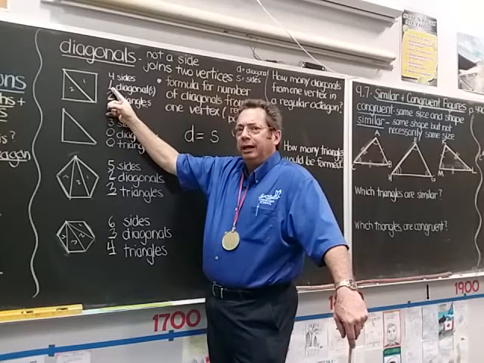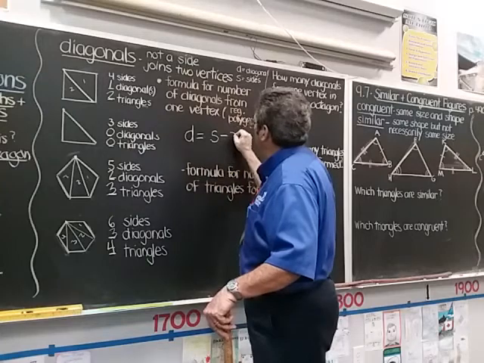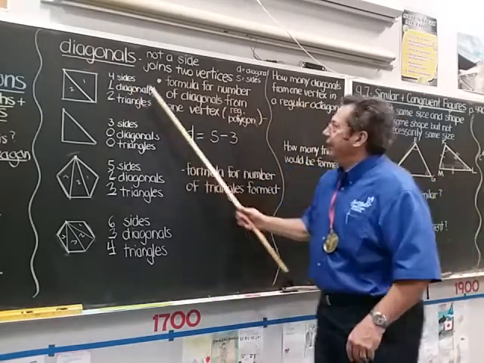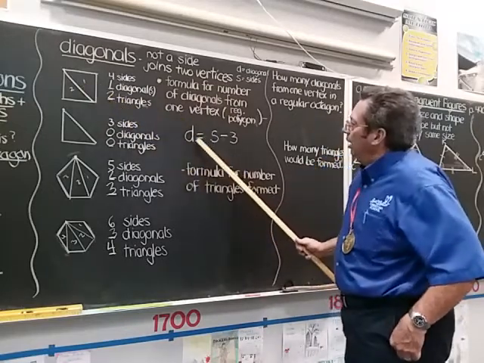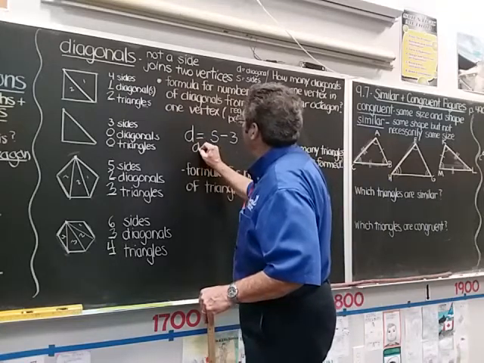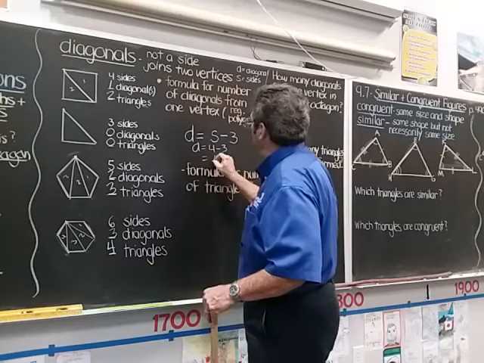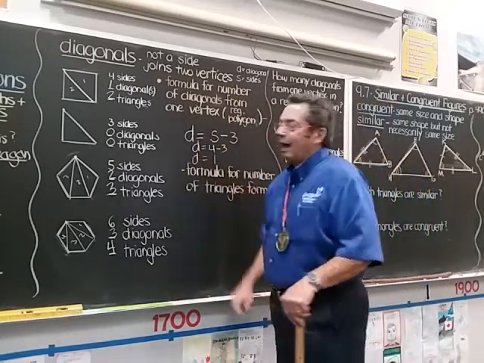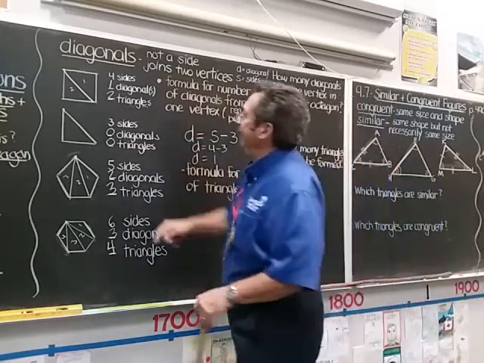What do you do to 4 to get to 1? Sounds like you would subtract what? 3? Is that going to work? Let's try it with this one. Okay, so here, the diagonal of a quadrilateral, I have 1 diagonal, and so for a quadrilateral, it would be D equals 4 minus 3. So for a quadrilateral, it would be 1 diagonal. Did that work for that? Yes, it did. I had 1 diagonal, all right?